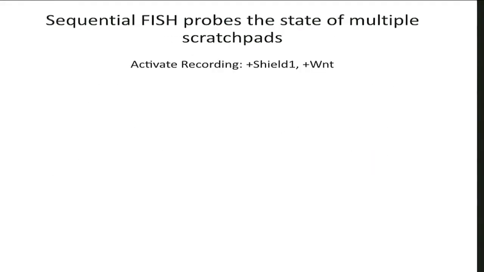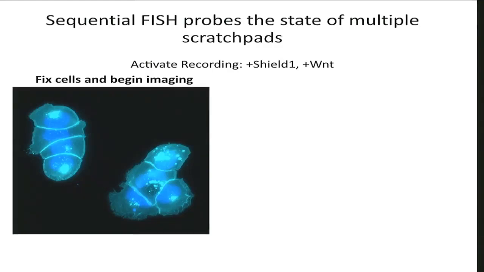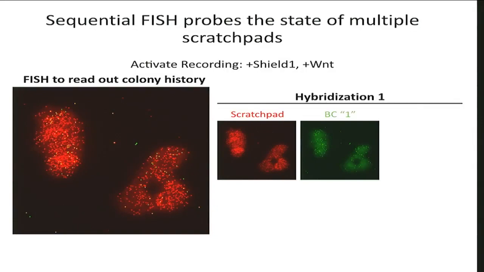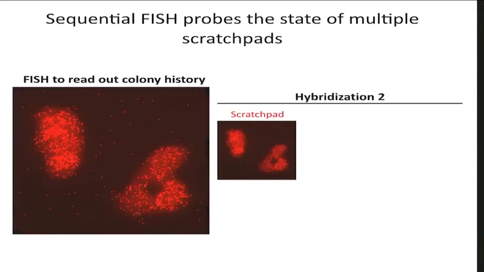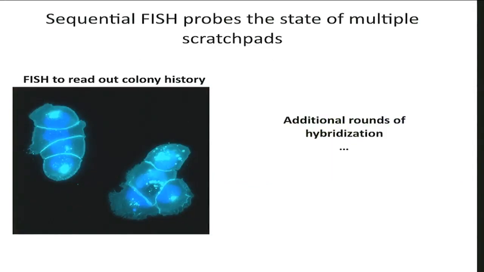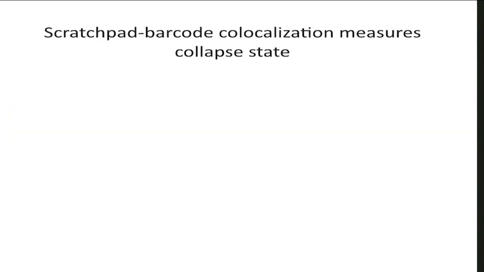Okay, so can we reconstruct lineages? So we did this. We turned on the recording, and then we let these cells grow into colonies. And then we probe. So we probe for the scratch pad. We probe for one barcode, another barcode. Then we do it again. We probe for the scratch pad, another barcode, and so on. We do this 7 times to access all of those barcodes.